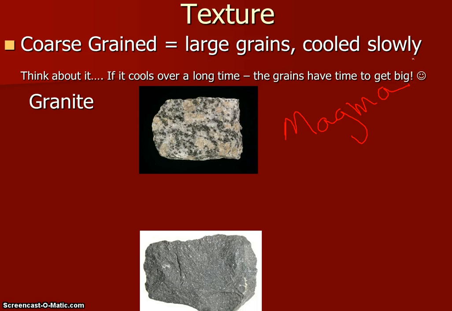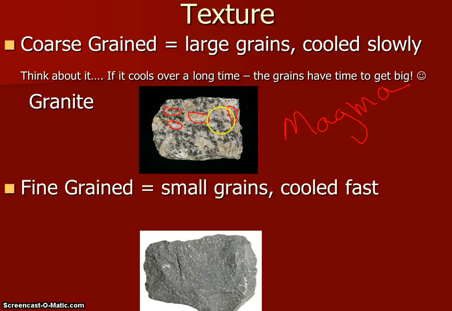Now, this is a piece of granite here, and granite you actually can see the pieces in the granite. You can see all these little black pieces here. You can see white pieces. You can see kind of a beigeish piece, some gray pieces. And each one of these grains, these pieces that make up the rock, is a different mineral.